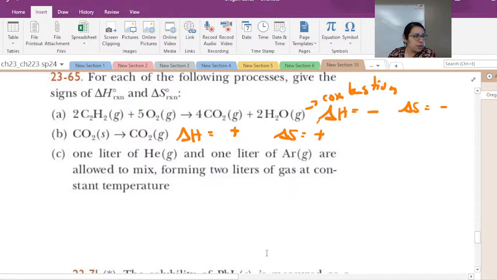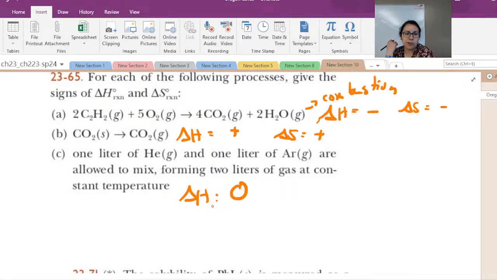Now we have 1 liter of helium and 1 liter of argon that are allowed to mix. Is there any heat exchanged in this one? No, so that was a little tricky. Our delta H is 0, right? Nothing is getting hot. They're not changing states, so no heat transfer.